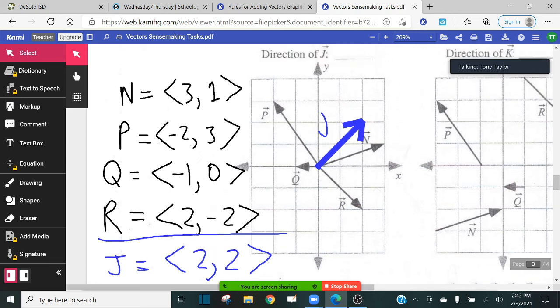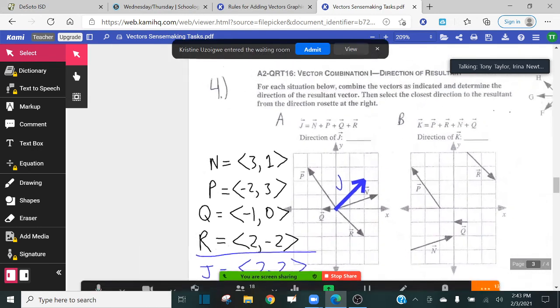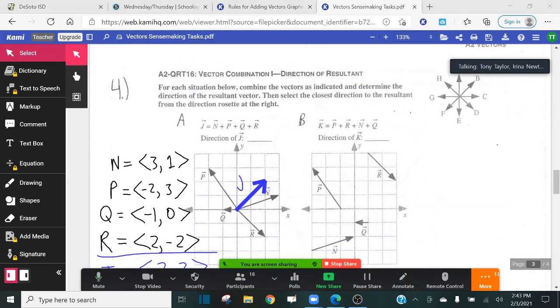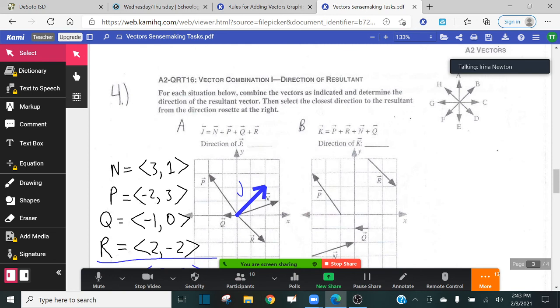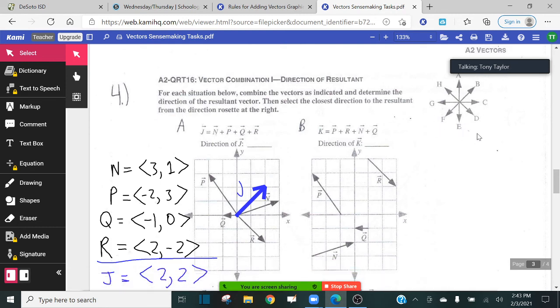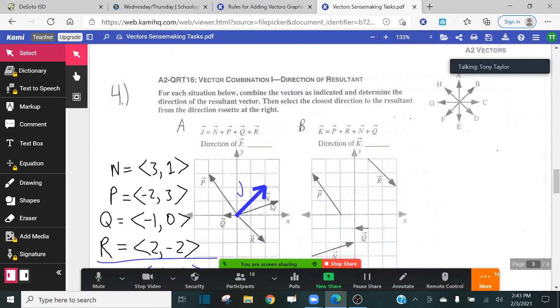So, guys, now we're going to answer the final question. The final question is, which vector? Look at this Rosetta off to the side here. Which one of these arrows best resembles that arrow J? And I think Irina already put it in the chat box.